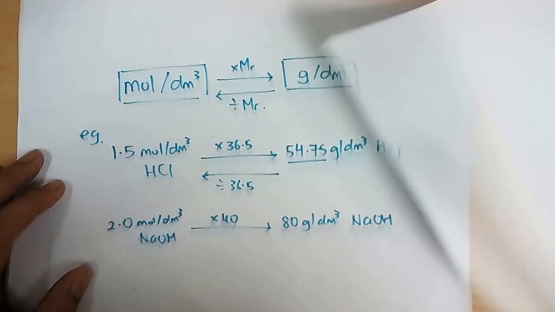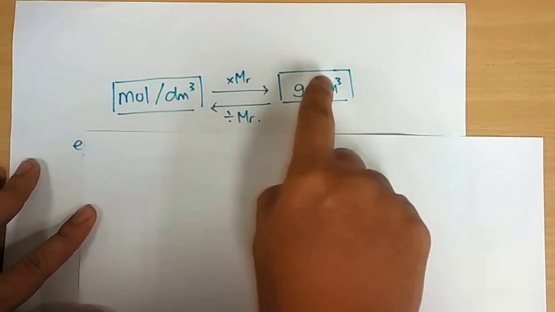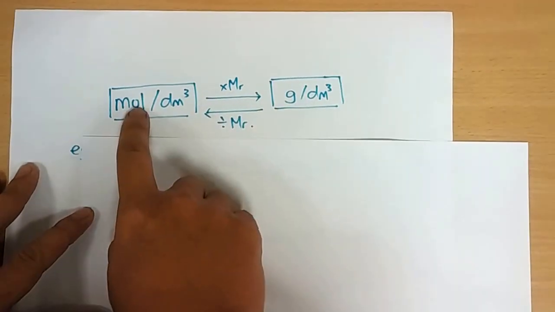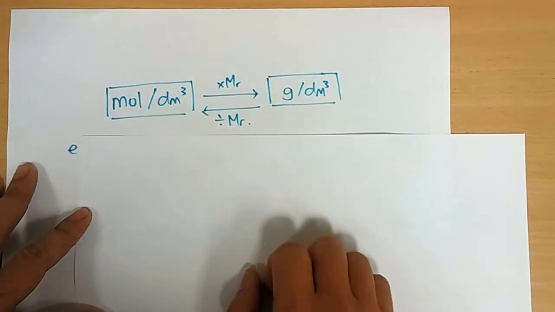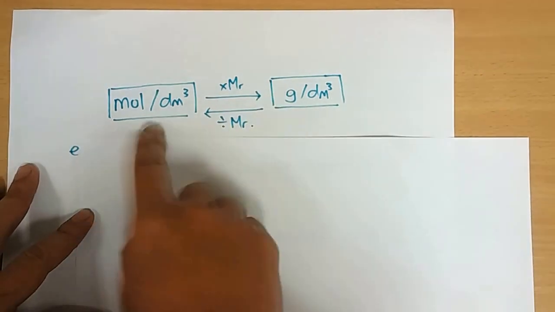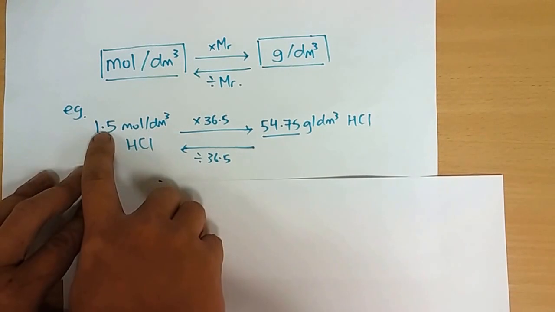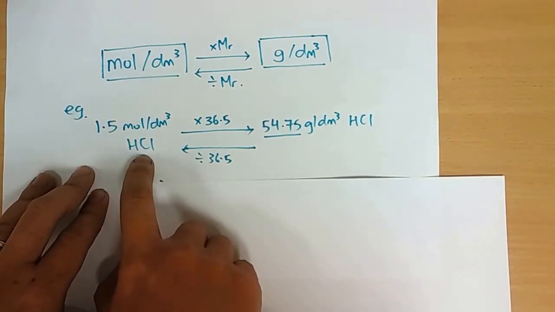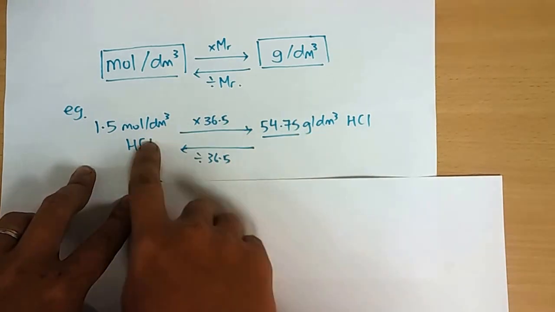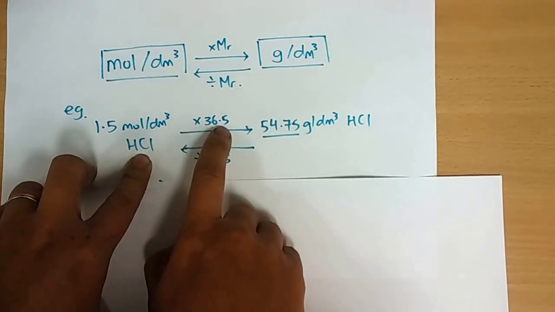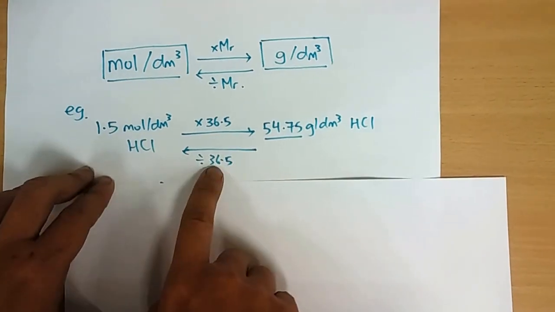Now, conversion. If you have to convert from moles to grams, you just take the concentration in moles per dm cube times the MR, and that will give you the grams per dm cube. And if you want to go from grams to moles, just divide by MR. So for example, if you're given the concentration of HCl in moles per dm cube and you want to convert it to grams per dm cube, you just times the MR of HCl. If you are given grams per dm cube and you want to convert back, just divide that by the MR of HCl.